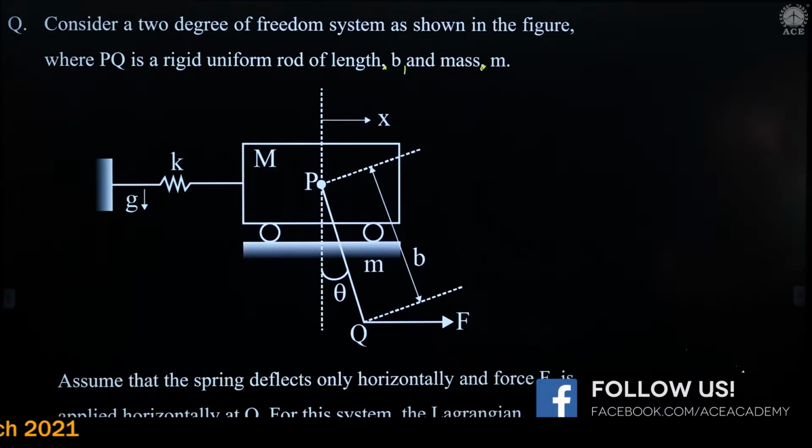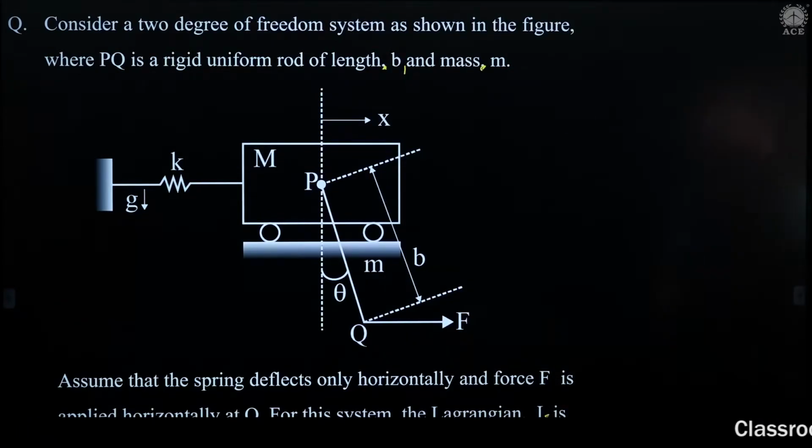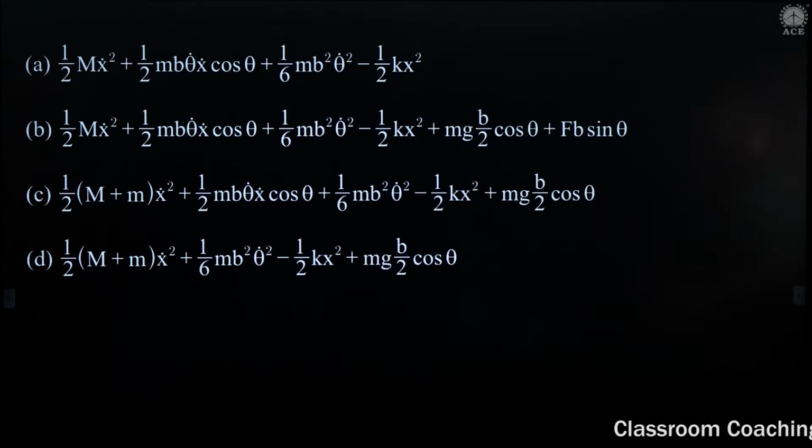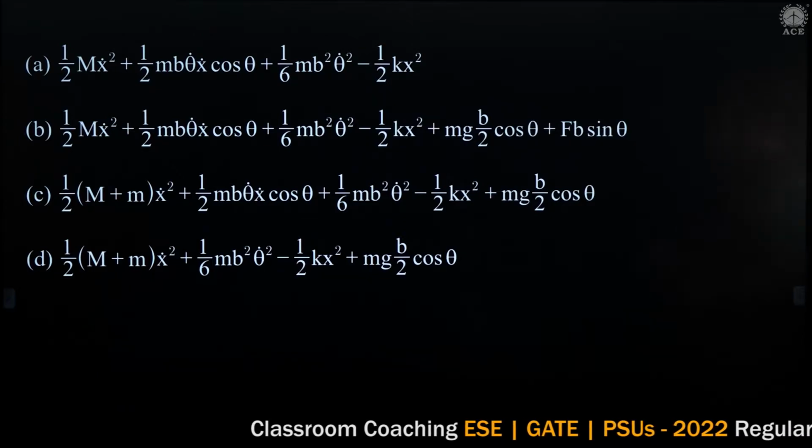For this system, the Lagrangian L, again a comma should come over here, the Lagrangian L is equal to how much? He has given you some 4 options. Forget about the options. Let us solve first of all to get the answer.